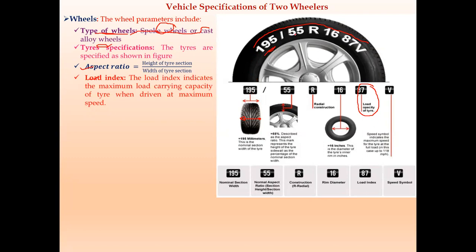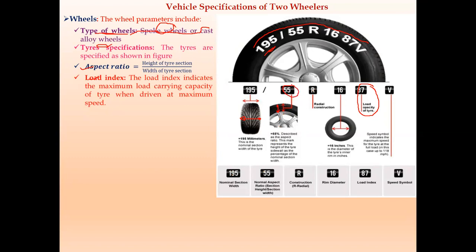Next one is 55. So 55 is called the nominal aspect ratio. So what is meant by nominal aspect ratio? It is nothing but the height of the tire section, or it is also called section height divided by section width. So that parameter is specified. So it is 55.